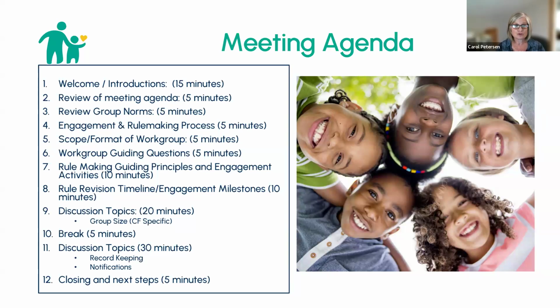So this first meeting truly is kind of framing up where we are at with the process and kind of bring you guys up to speed in terms of the rulemaking process and our engagement. We are going to have a few discussion topics. We're going to discuss the group size requirements, and that is for certified family. It's specific to certified family homes. We'll take a quick break, and then when we resume, we will continue with record keeping and notifications, and then we'll go over the closing and the next steps.